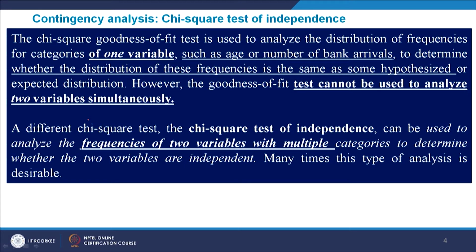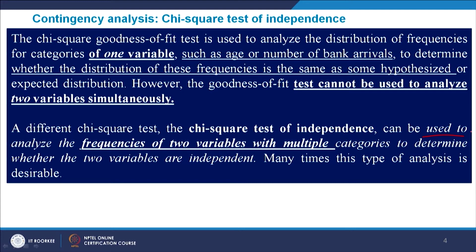So, the goodness of fit test cannot be applied when you need to analyze two variables simultaneously, right. For that you need another technique, called the chi-square test of independence. This can be applied to analyze frequencies of two variables with multiple categories to determine whether the two variables are independent or not.